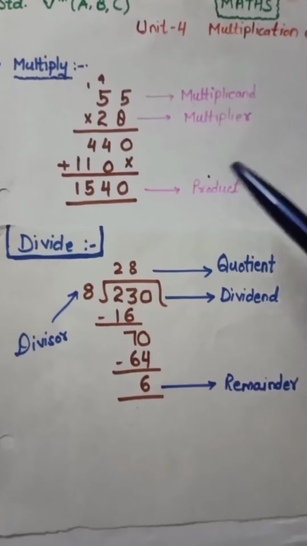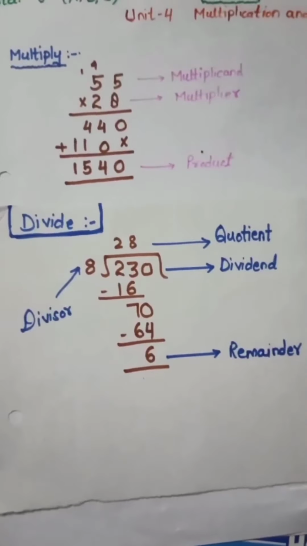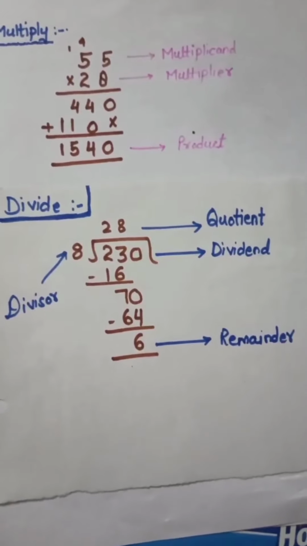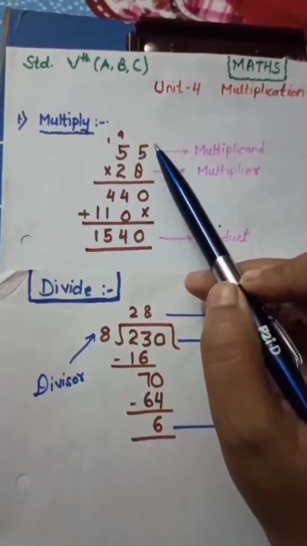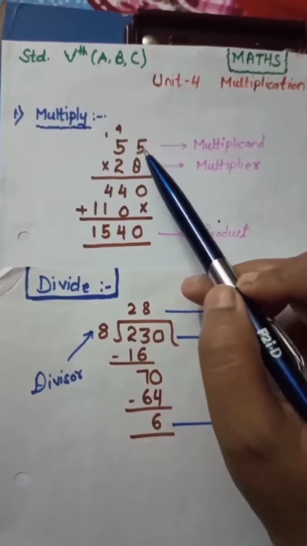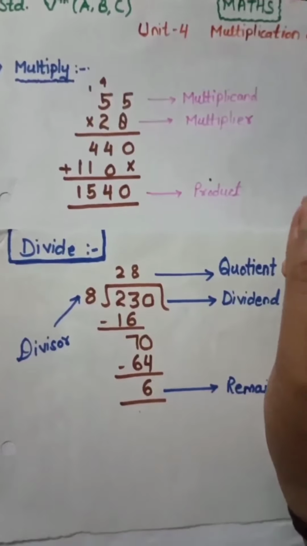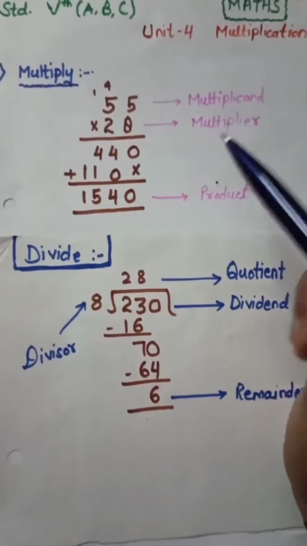So here we have one multiplication question with us, 55 into 28. Now we have to remember this thing, that whenever we have to multiply two numbers, correct? That is when it becomes multiplication.